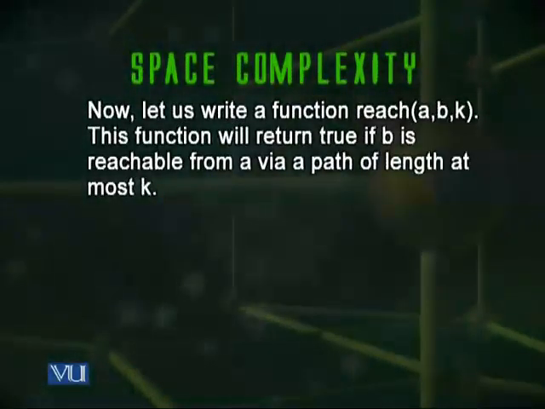Now what we will do is we will write a function which we call reach(A, B, K). So this function will have three parameters, two vertices and a number. A will be a vertex in the graph, B will be a vertex in the graph, and K will be a number. This function will return true if B is reachable from A via a path of length at most K.